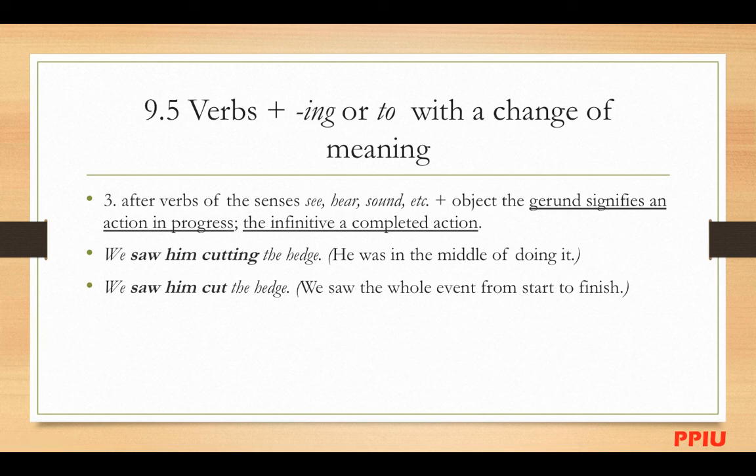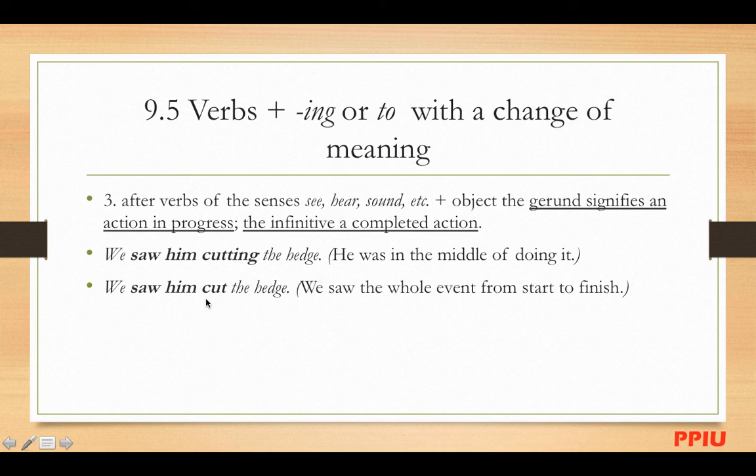The next point is verbs with infinitive and gerund with a change of meaning. In this special case, you can see some verbs right after the verbs of senses, like see, hear, sound, touch. We use these verbs plus object, plus gerund. The gerund here signifies an action in progress, and the infinitive shows the complete action.